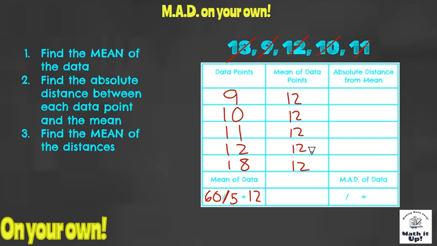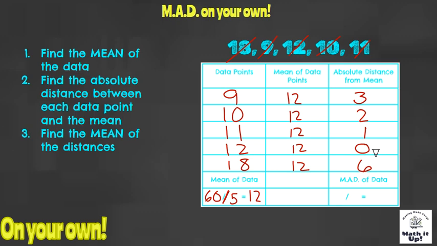And now I have to determine what the distance is between these numbers. So again, 9 to a 12 is going to be 3. I don't care about direction. I just care about distance. 10 to a 12 is 2. 11 to a 12 is 1. A 12 to a 12, there's no distance there. And 18 to a 12 is 6.